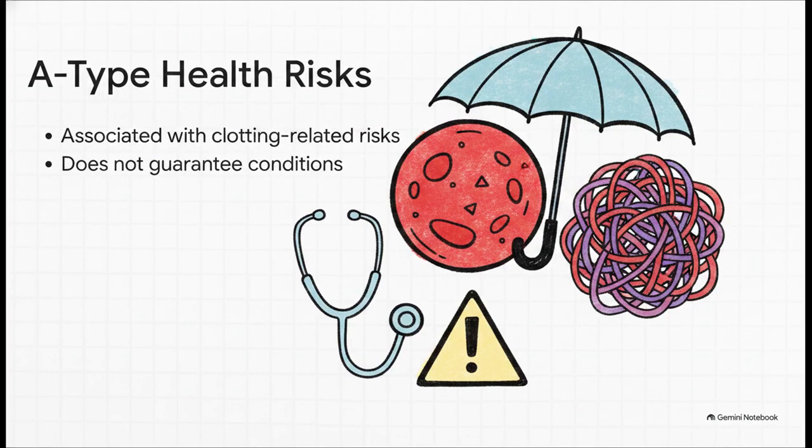Now here's a super fascinating piece of science straight from our source regarding type A. Research has actually found links between A-type blood and certain clotting-related risks. But hold on, don't panic. Keep in mind that a risk factor is not a guarantee. Having A-type blood absolutely does not mean you're definitely going to develop these conditions. It's really just a brilliant example of how our blood types might link to broader aspects of our biological health.